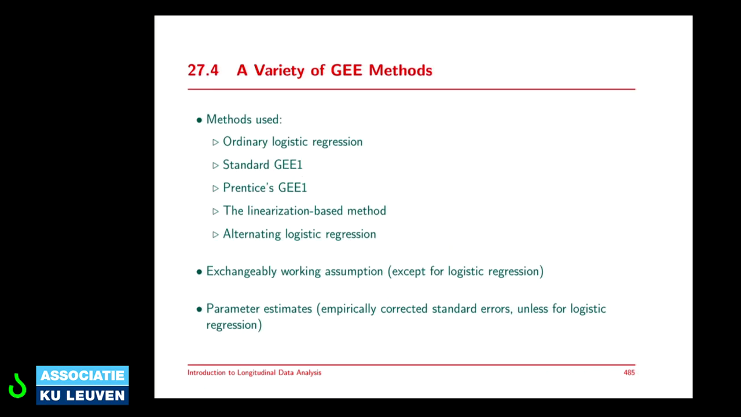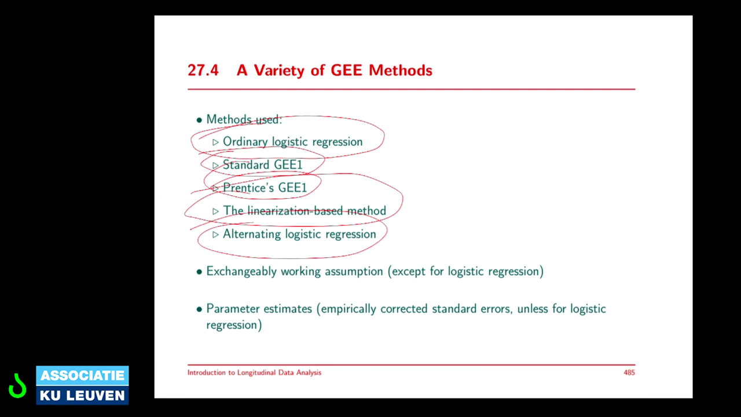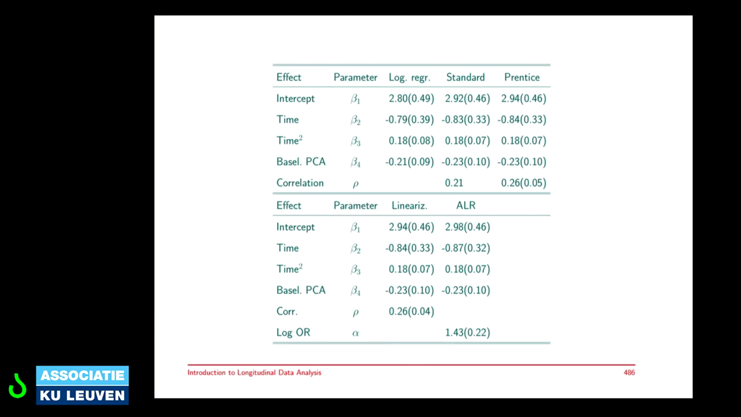And then we go to a whole plethora of GEEs as well. Ordinary logistic regression can be considered, why not? Which is like GEE with independence working assumptions, but where we take the assumptions seriously, which is hard to defend. Standard GEE once more, parenthesis GEE once more, the linearization method once more, and ALR. And we can do that for exchangeable working assumptions and then produce the various parameter estimates. So here you see a summary of all the GEEs, including logistic regression.